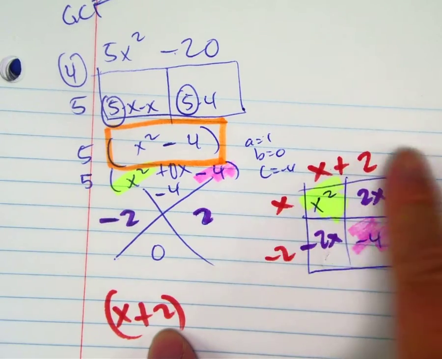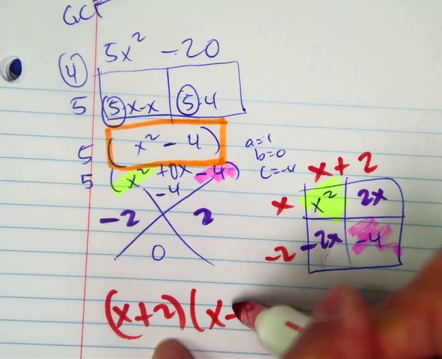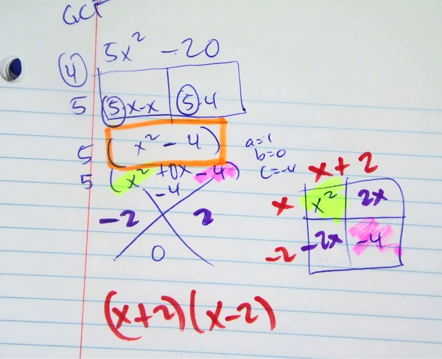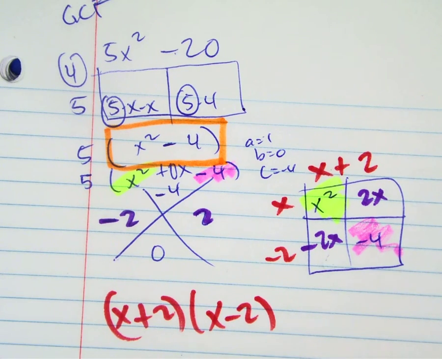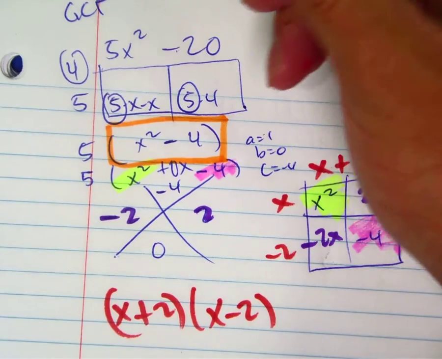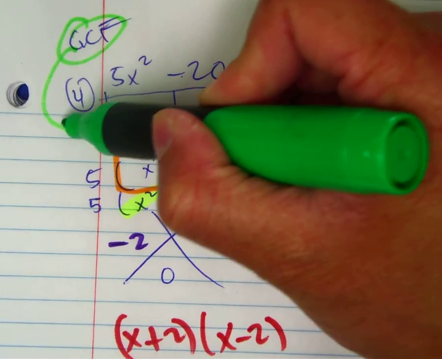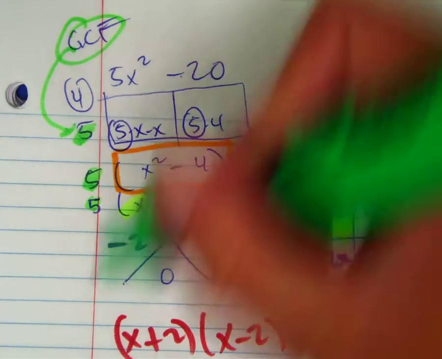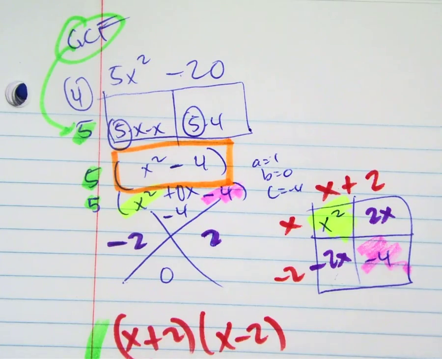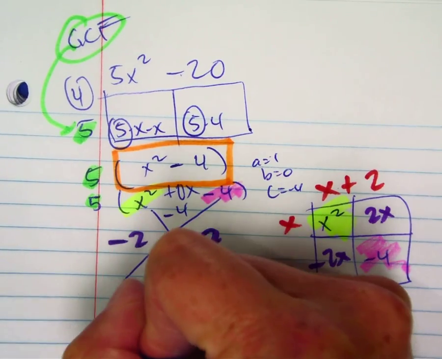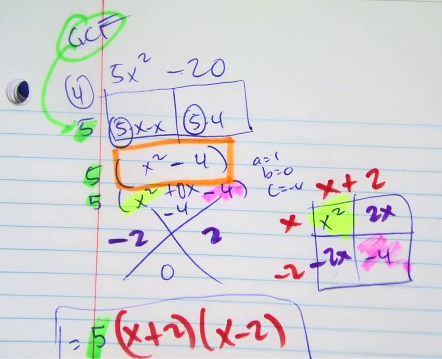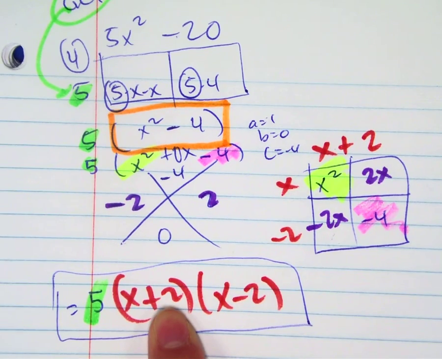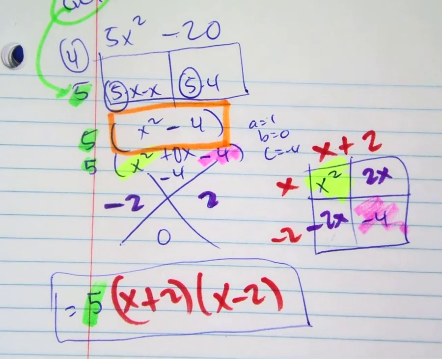Remember, it doesn't matter which order you write these. X minus 2. Now, you will be marked off a point if you don't have the GCF. So our GCF is the 5. So don't forget to write that 5 there. And this is my answer. 5 times x plus 2, x minus 2.